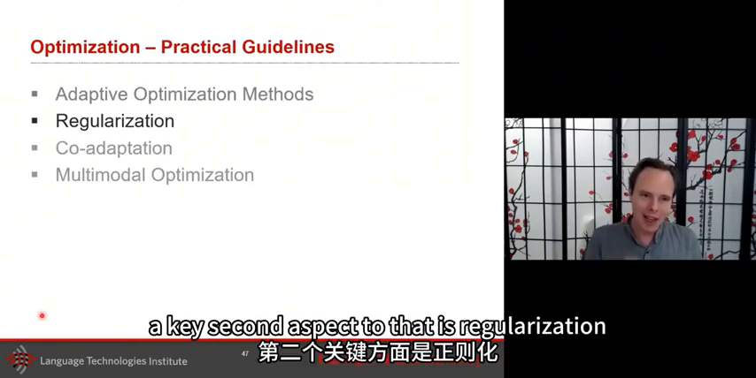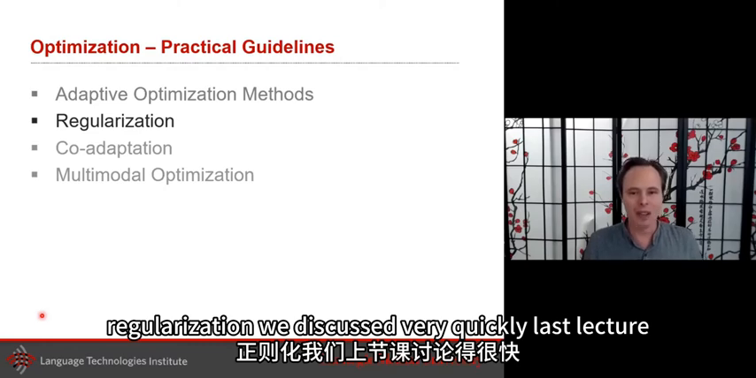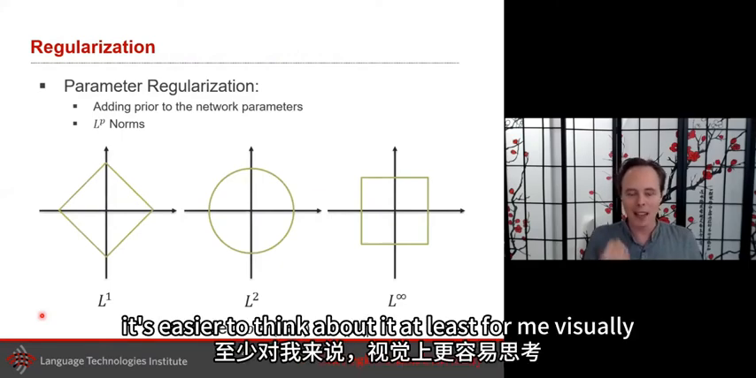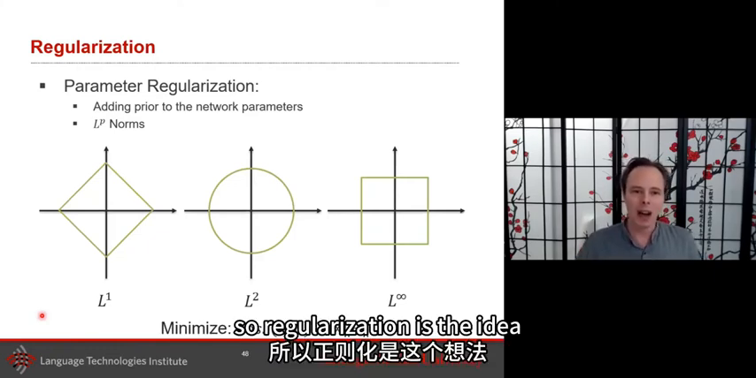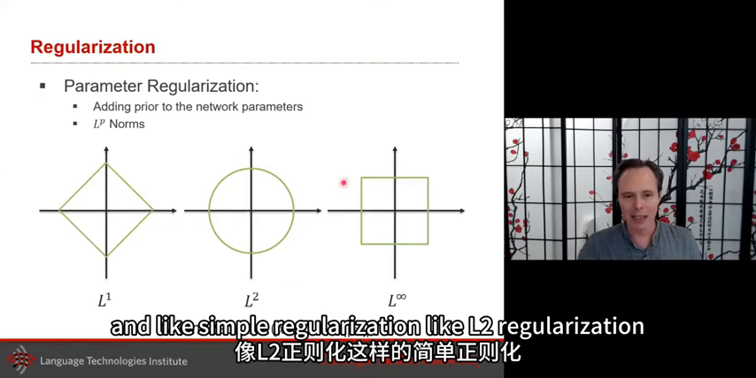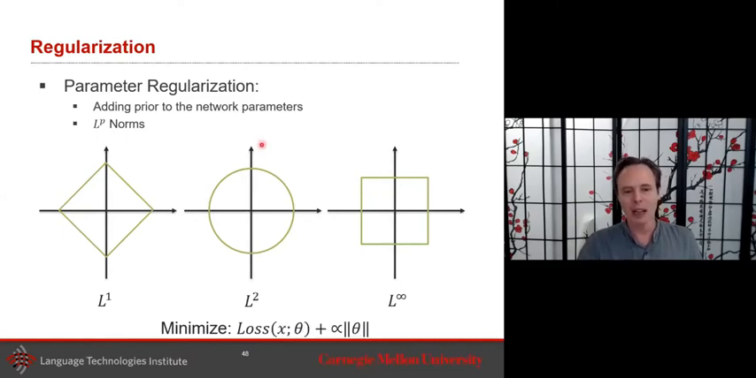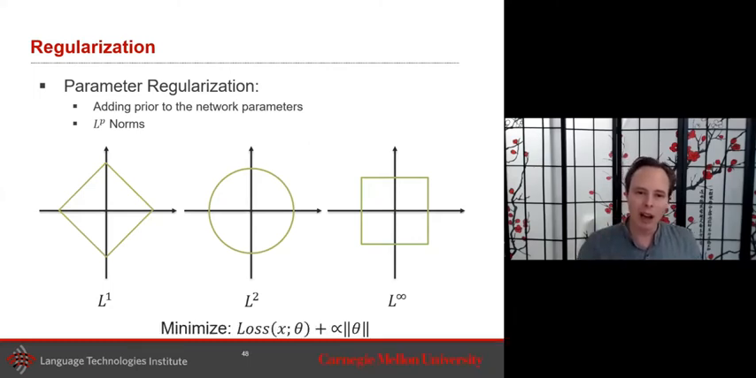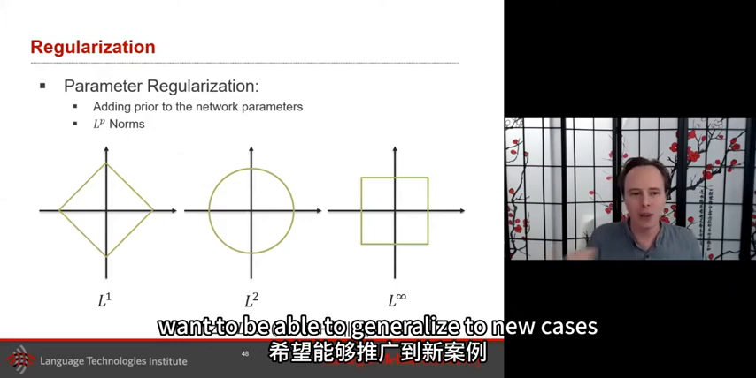And so that's why the key second aspect to that is regularization. Regularization, we discussed very quickly last lecture. Let me give you a little bit more intuition. It's easier to think about it, at least for me, visually. So regularization is the idea, like simple regularization, like L2 regularization. What will help you is that although you may not see every example, you may want to be able to generalize to new cases.